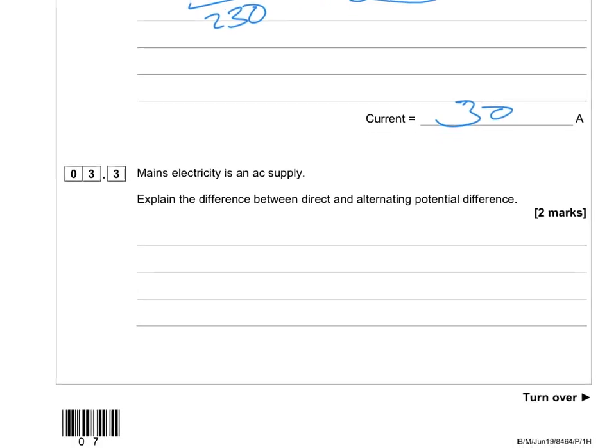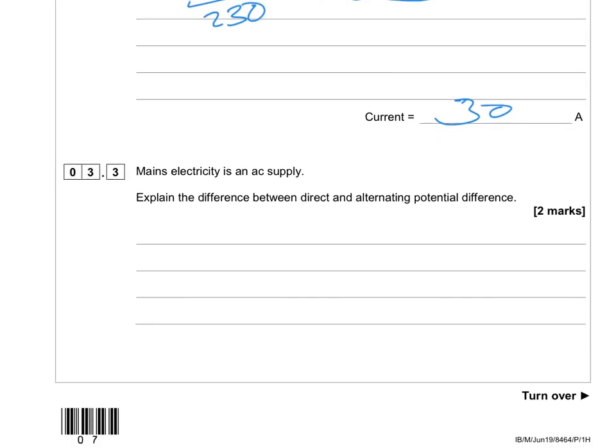Okay. Mains electricity is an AC supply. Explain the difference between direct and alternating potential difference. Okay, this was really poorly answered. In the case of a direct current, these are things like cells, solar cells, where they just push the current round from positive to negative in one direction. And it only goes in that direction there.